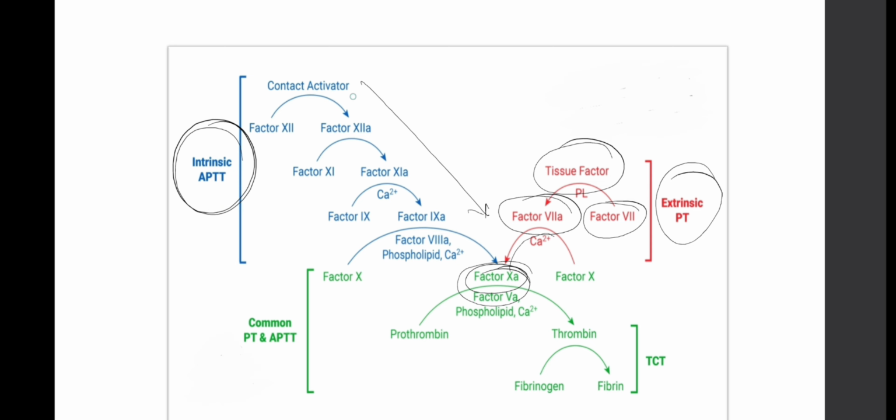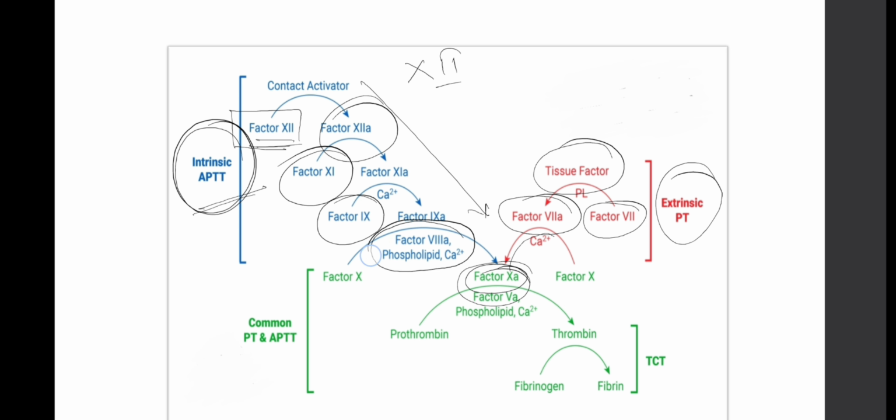The intrinsic pathway starts with factor 12, and factor 12 is activated by the platelet and also by other factors, which are activated after the primary clot formation. So this is the intrinsic pathway. What factors are present in the intrinsic pathway? Factor 12, factor 11, factor 9, and lastly factor 8. These are the 4 factors which are very important for intrinsic pathway activation.